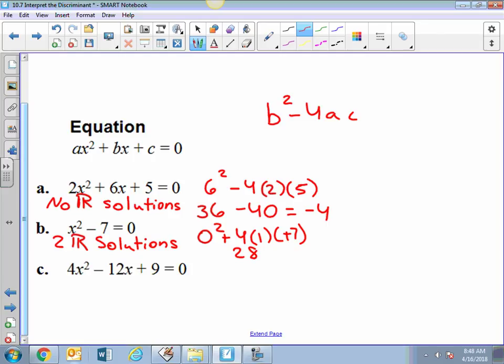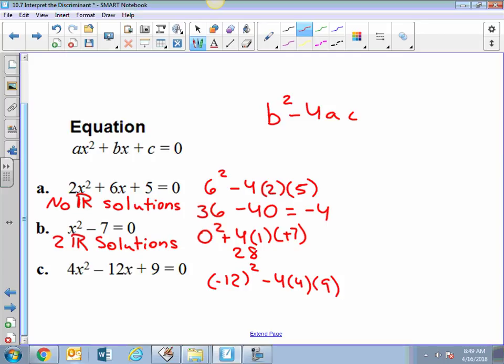Letter C, all right. If we take a look at letter C, again, we plug this into the discriminant. We have negative 12, which is going to be squared. Now realize, when you put a negative into this and you use substitution, you have to put parentheses, because when you square it, it will become positive. So 4a, which is 4, and then c, which is 9.